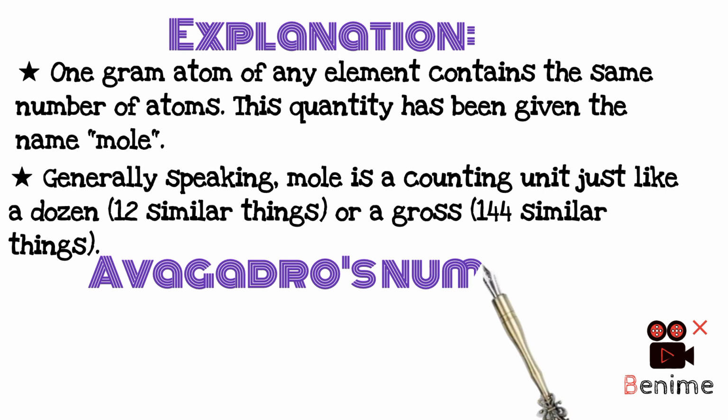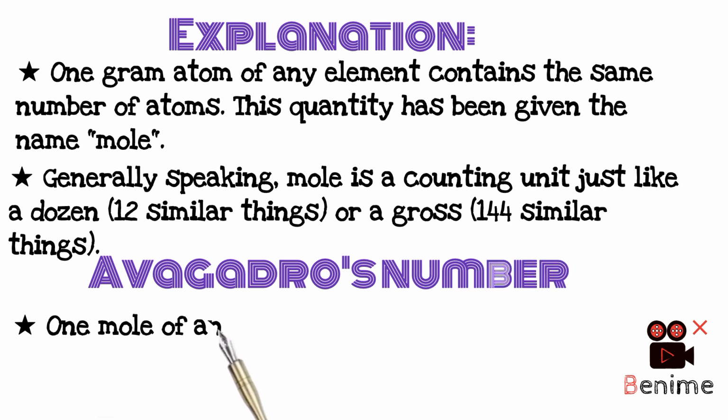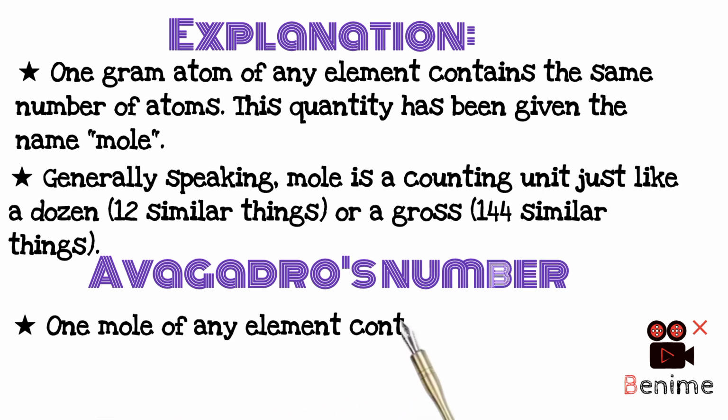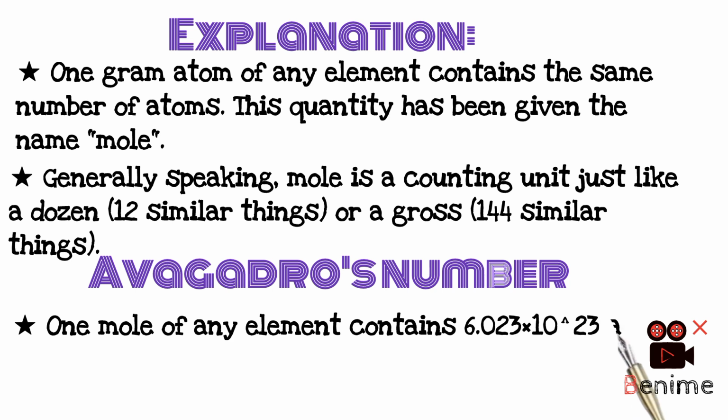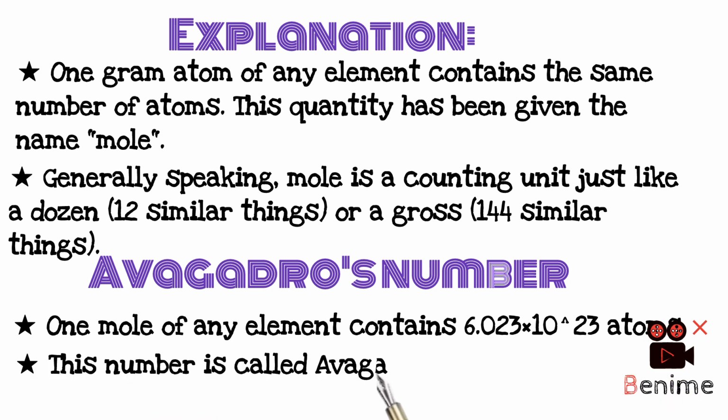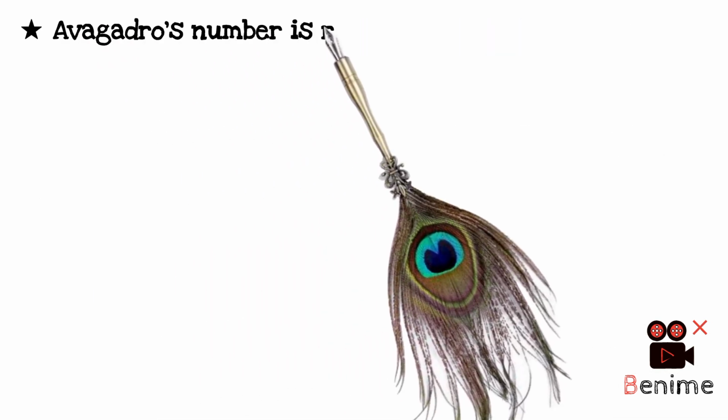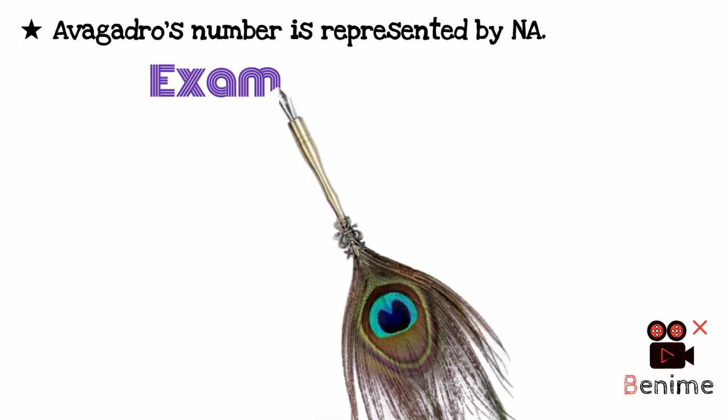Avogadro's number. 1 mole of any element contains 6.023 times 10 to the 23 atoms. This number is called Avogadro's number. Avogadro's number is represented by Na.